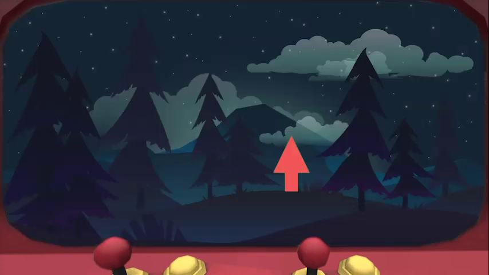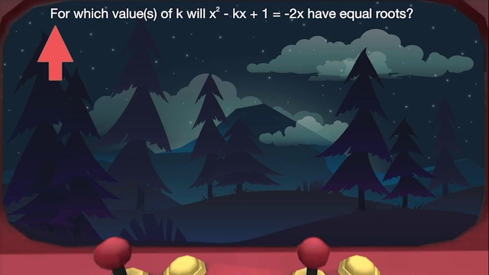Now here is another example, and pay close attention because there's a couple of things that we need to change. For which value or values of k will x squared minus kx plus 1 equals minus 2x have equal roots? So what value or values must this k be so that these x answers will be the same?